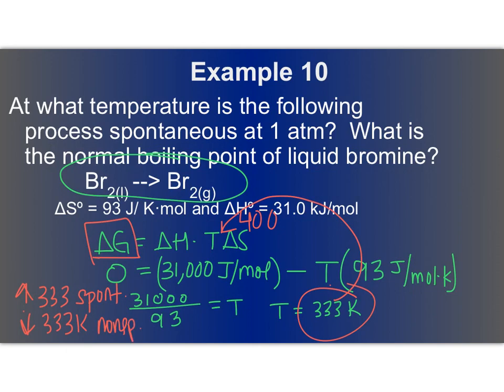I also want to mention that we could have left the delta H in kilojoules, and we could have changed the entropy value to kilojoules. So we could have also done 31 divided by 0.093. It's whatever your preference is, you would still get the same answer of 333 Kelvin.